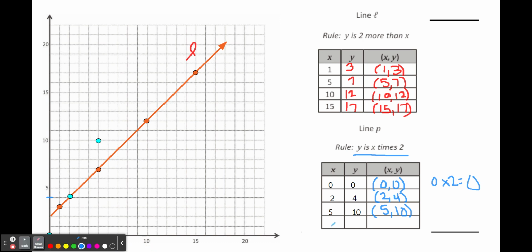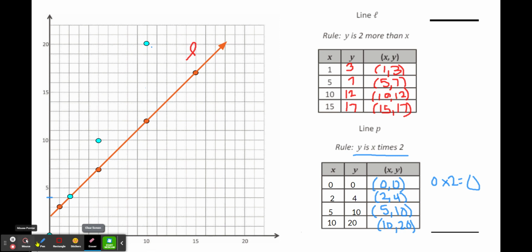And the last one that I have right now is 10. It's going to give me a y value of 20. So my ordered pair is going to be 10, comma 20. And the location is going to be where 10 is, which is right here. And my y is going to be 20. So where these intersect is going to be where my coordinate is going, or my point is going to be.